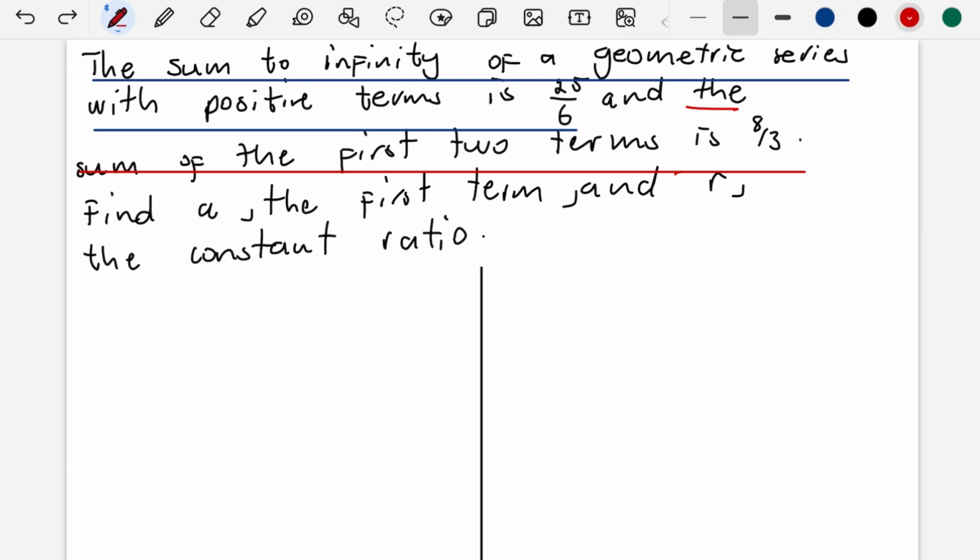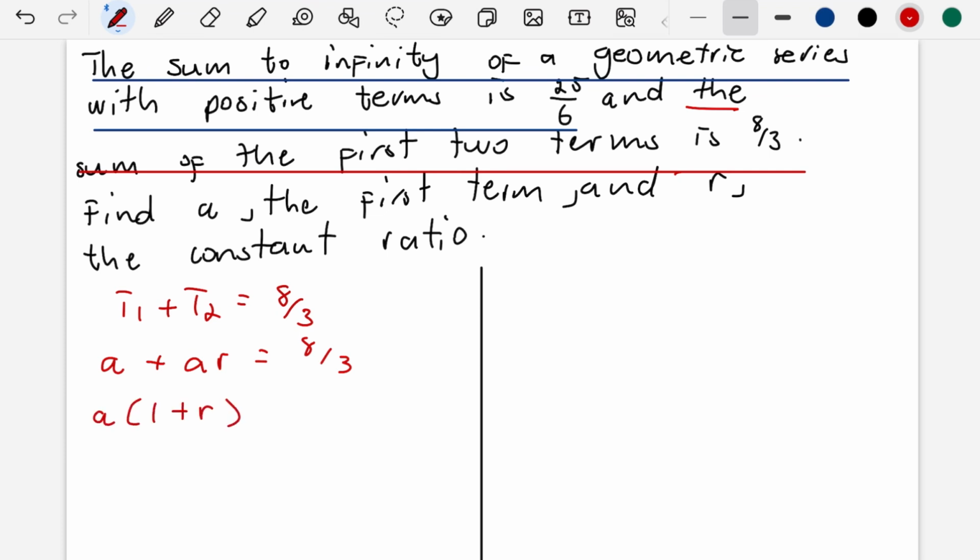I actually want to start off with the red part that tells us that the sum of the first two terms is 8 over 3. So term 1 plus term 2 is 8 over 3, right? Now term 1 is a, and in a geometric sequence, term 2 is a times r, right?